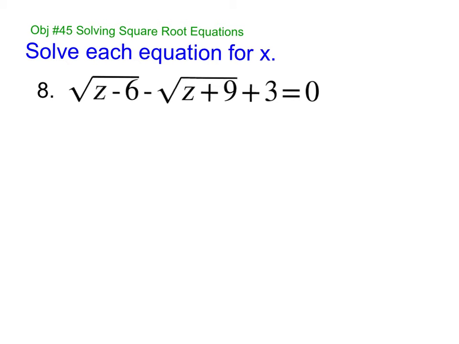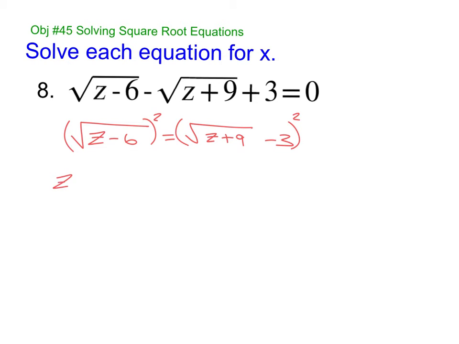So it doesn't actually matter how you start. I just pick whatever I think is easiest. So I'm going to do square root of z minus 6 equals square root of z plus 9 minus 3. So I'm going to square both sides here. So z minus 6 equals, so this is square root of z plus 9 minus 3 times square root of z plus 9 minus 3.